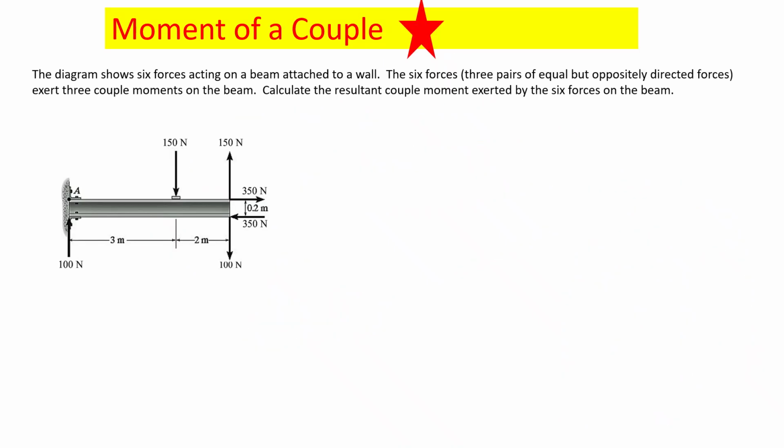Trust me, can you find the moment of all the 6 forces about A and check whether you get negative 900? One by one, you still should get negative 900, but check whether you get it. It doesn't matter A or B or whatever the point, if you have couple moment, it should be the same, which is negative 900.